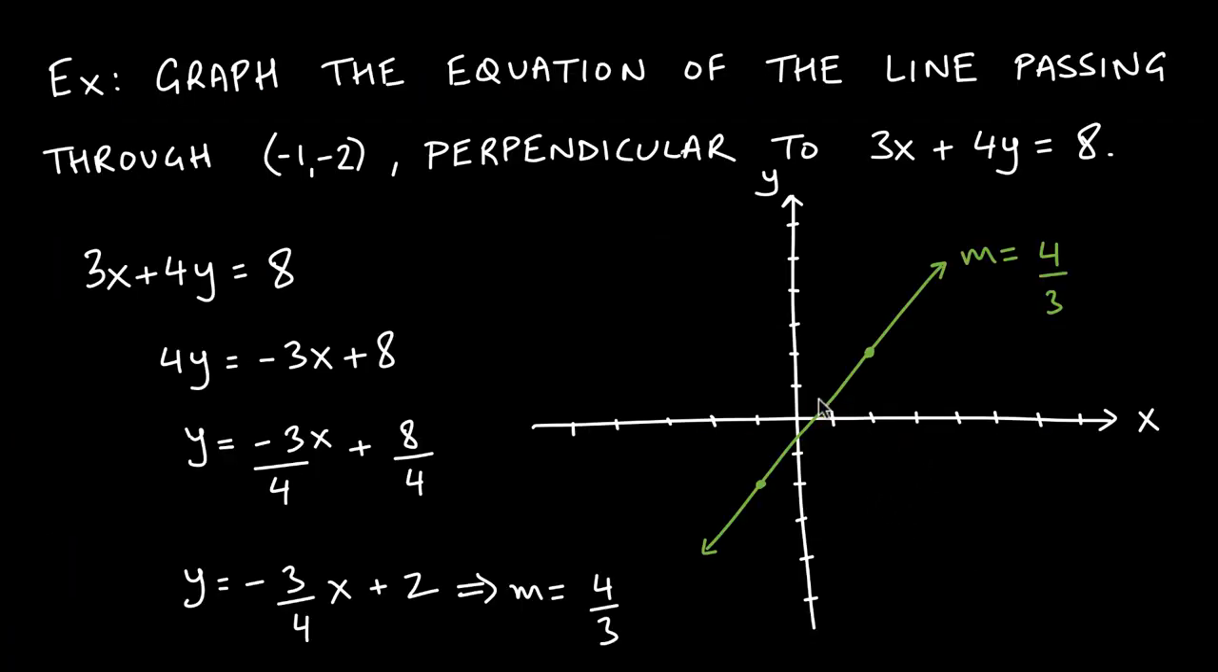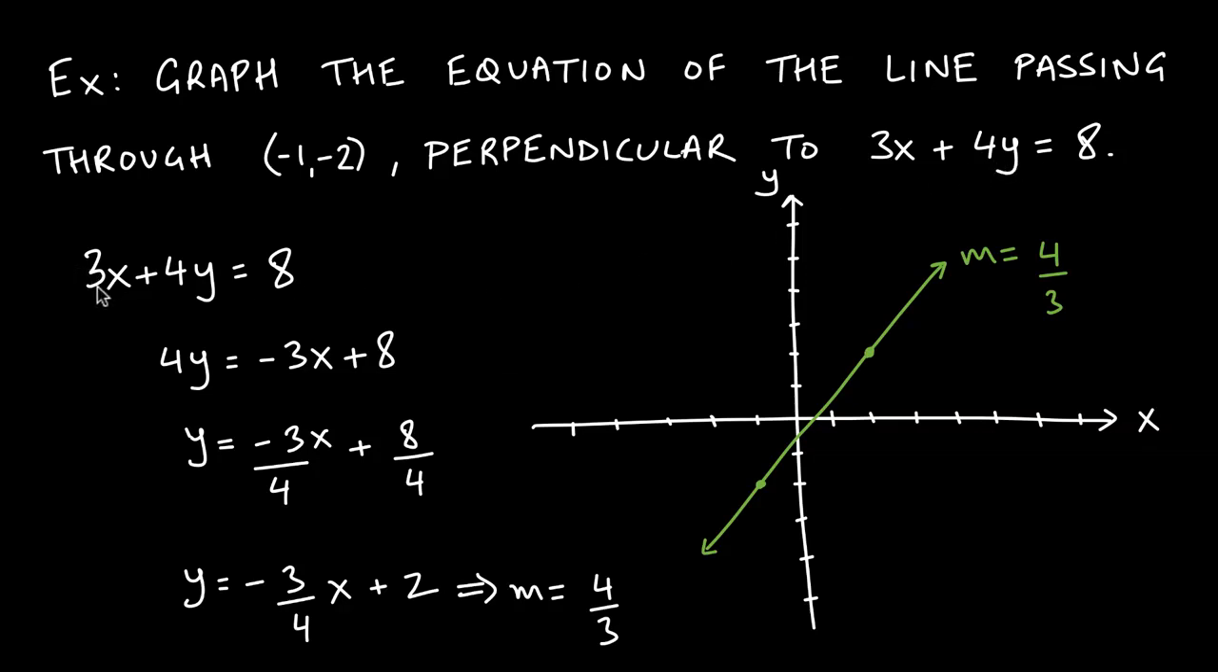So here are a couple of examples. So let's say the question says to graph the equation of the line that passes through this point, negative 1, comma, negative 2, and we want it to be perpendicular to 3x plus 4y equals 8. So if it's perpendicular, we can figure out something about the slope of the new line. Well, in order to do that, we would need to figure out what the slope of this line is. And since this is not in point slope or slope intercept form, what I will need to do is first turn it into one of those two forms to figure out what the slope is.